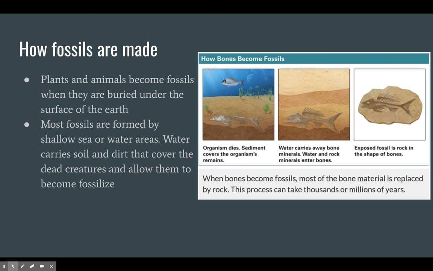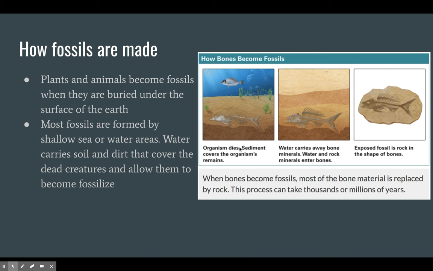Okay, so how are fossils made? Well, plants and animals become fossils when they are buried under the surface of the earth. Most fossils are formed by shallow seas or water areas, and that's because the water is able to carry soil and dirt that covers the creature and allows them to become fossilized. If the animal dies and it doesn't get covered soon after with soil or sediment, then it would just rot. So in order for it to become a fossil, it has to get covered quickly after death.